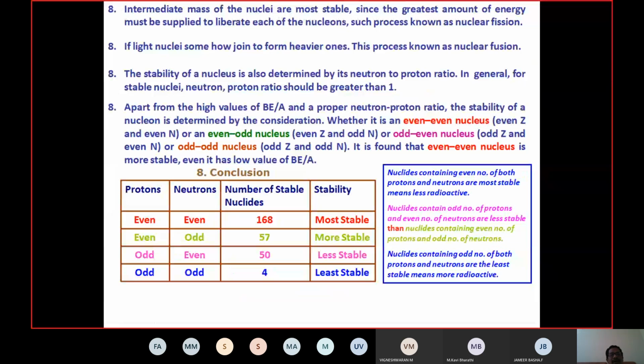The final criterion for nuclear stability is the neutron-proton ratio. Not only the neutron-proton ratio, but given a proper ratio, the even number of protons and even number of neutrons is the most stable, then even protons and odd neutrons, then odd protons and even neutrons, and finally odd protons and odd neutrons.